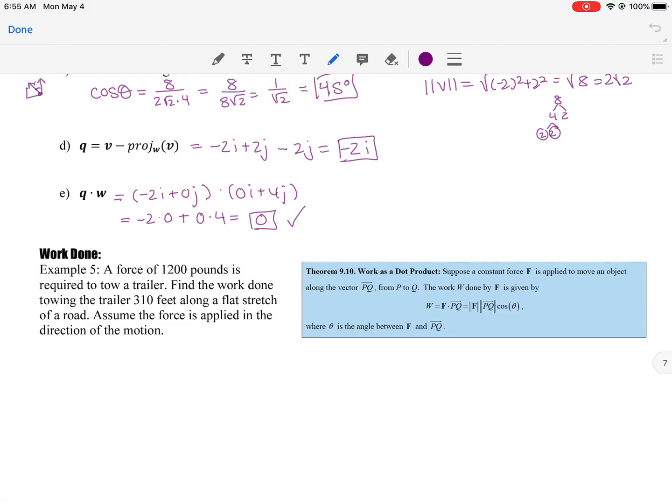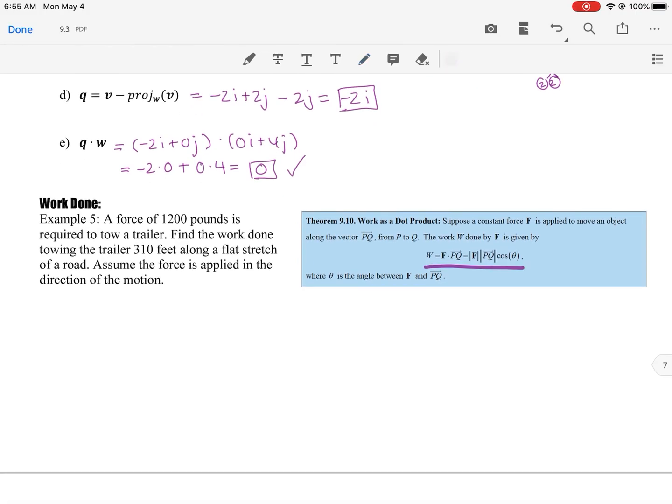Okay, this last one, we're going to look at force. It says, work done as a dot product. Suppose F is a constant force applied to an object along the vector PQ. The work is done as given. So we're simply going to plug some things in here. In this case, it says a force of 1,200 pounds is required to tow a trailer. Find the work done towing a trailer 310 feet along a flat stretch of road. Assume the force is applied in the direction of motion.